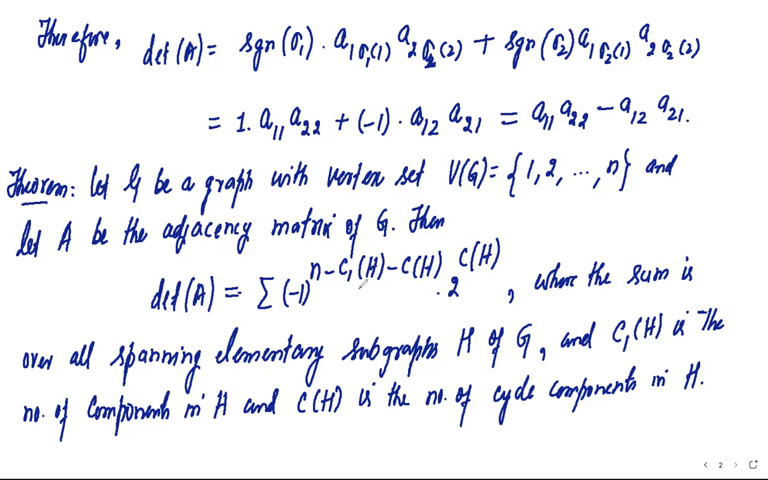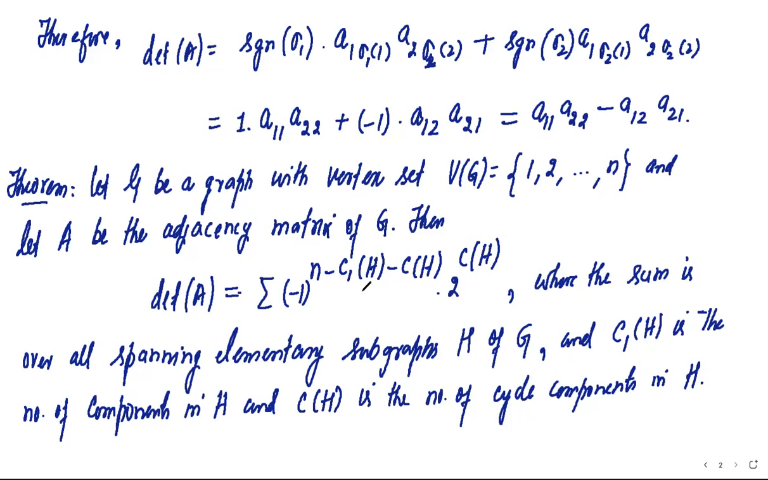Now the sum is running over all the spanning elementary subgraphs, that is, the elementary subgraphs that also contain all the vertices of the graph G. In that elementary subgraph, c1(H) denotes the number of components, and c(H) denotes the number of cycle components. Therefore, if A is the adjacency matrix of a graph G, then the determinant of A is equal to the sum over all the elementary subgraphs of (-1)^(n - c1(H) - c(H)) times 2^(c(H)).